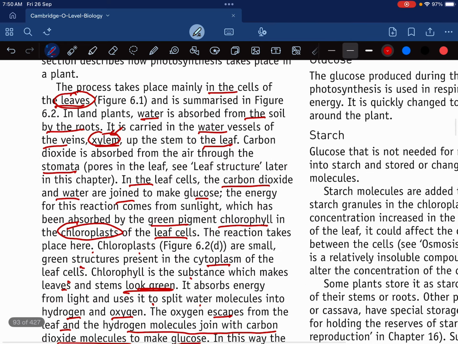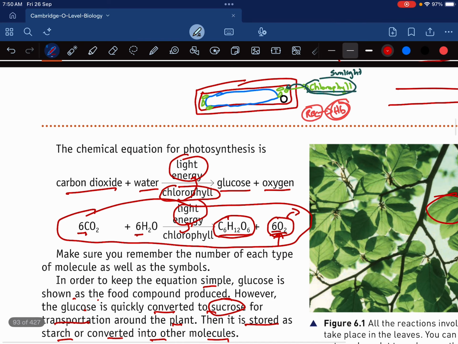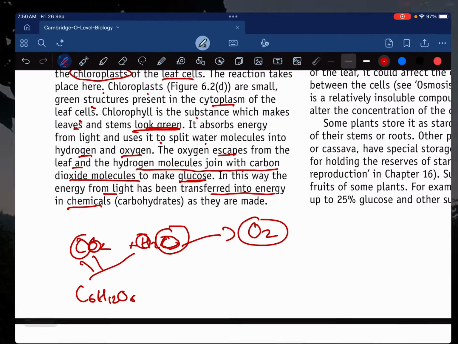So जो हम इतनी बार कह रहे थे ना, ये जो light energy, this light energy is used to help to produce chemical energy in the form of chemical compounds. Once again, sorry.